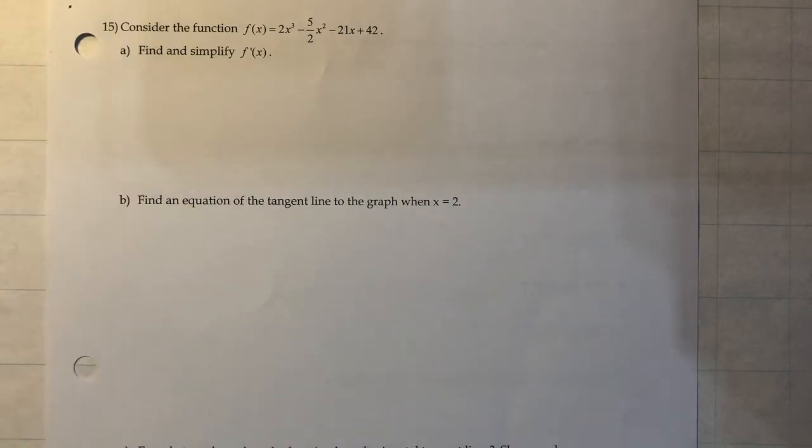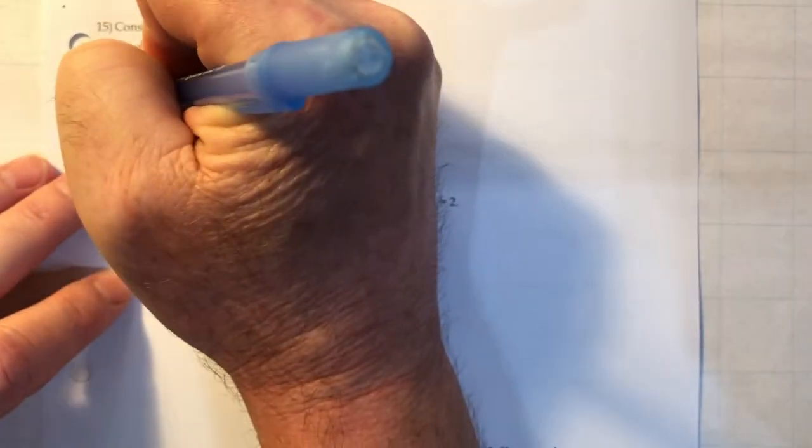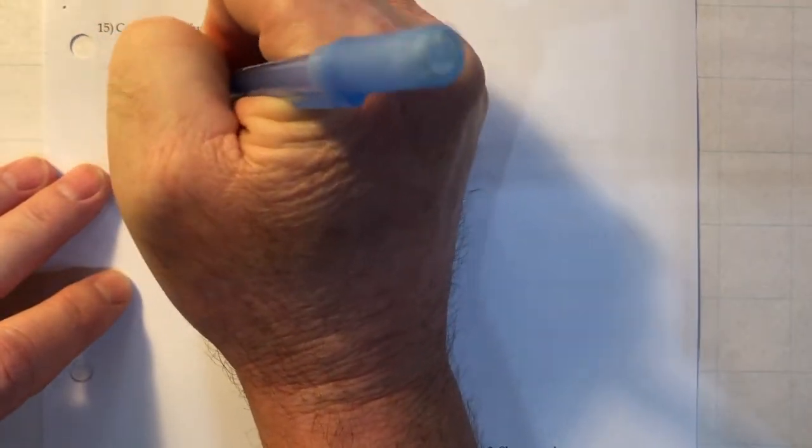All right, moving on to number 15, where they want us to consider the function f of x equals 2x cubed minus 5/2 x squared minus 21x plus 42. Find and simplify the derivative. So that's going to be straightforward power rule stuff.